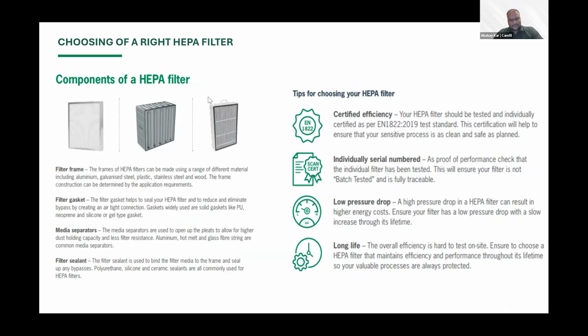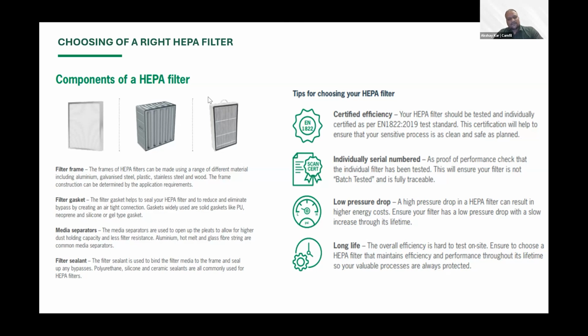Media separators can be different again. Based on the airflow, we have aluminum separators, which we call deep pleat HEPA filters. Then we have hot melt separators, which are used in terminal HEPA filters. Then we have glass fiber strings, which are basically used for high temperature filters.